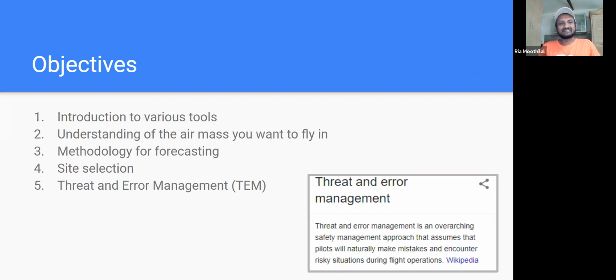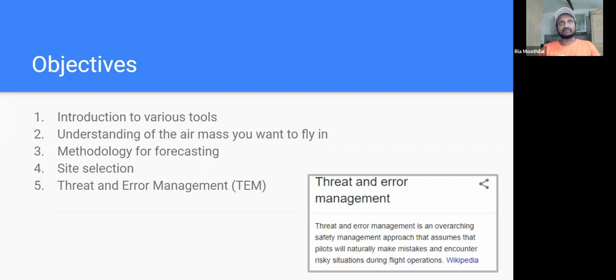I want to help you understand the AMS. I want to teach you or expose you to various tools, all of them free, that you can use for doing your weather forecasting, for selecting the site, for making decisions that are going to keep you safe or really reduce the risks. At the end of the day, paragliding is a risky sport, no matter what we tell ourselves.